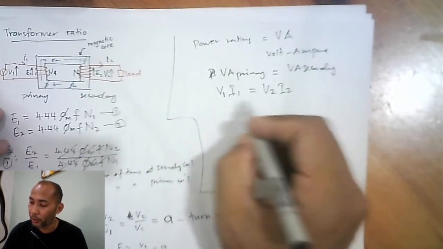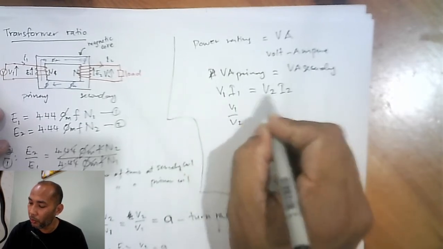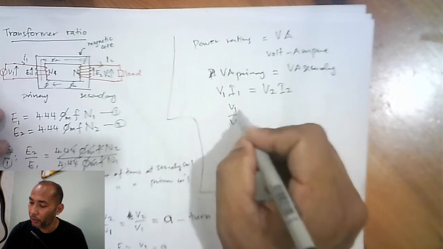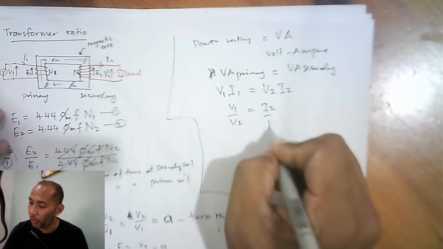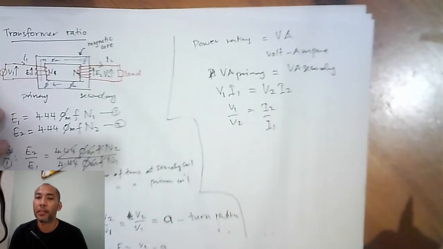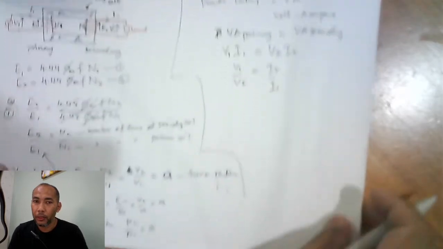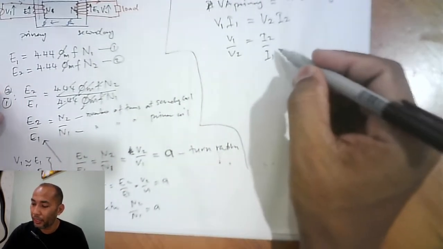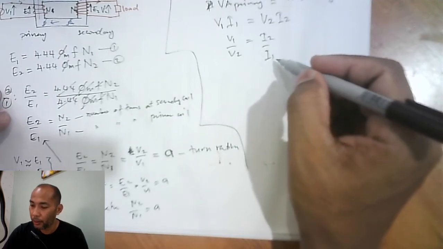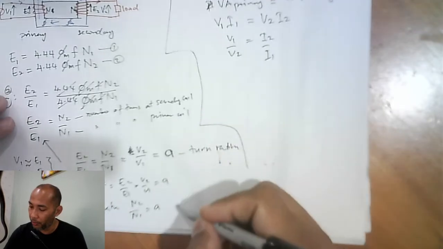From this equation, we just rearrange it. V1 over V2: bring V2 here and I2 there. We get I2 over I1. This one we call the current ratio. So we try to compare this with the previous one.